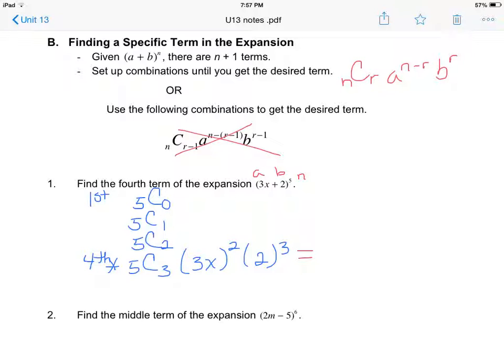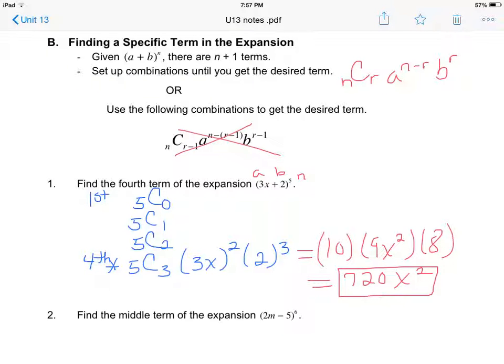Okay, combination of 5 things taken 3 at a time is 10. 3x, the whole thing squared, would be 3x times 3x, which is 9x squared. 2 cubed is 8. 10 times 9x squared times 8 is 720x squared. So if I was to write the whole expansion, the fourth term in that expansion would be 720x squared.